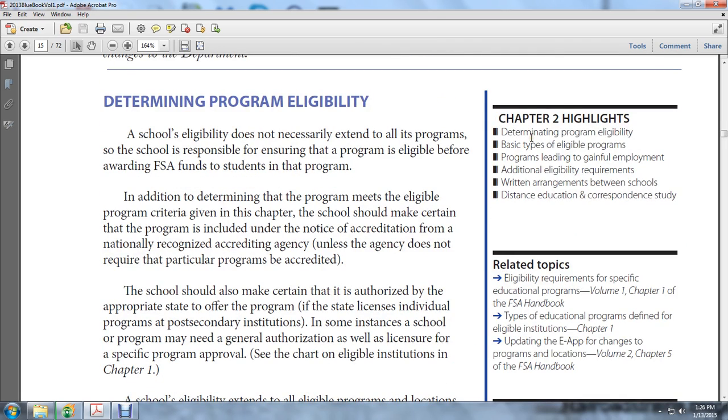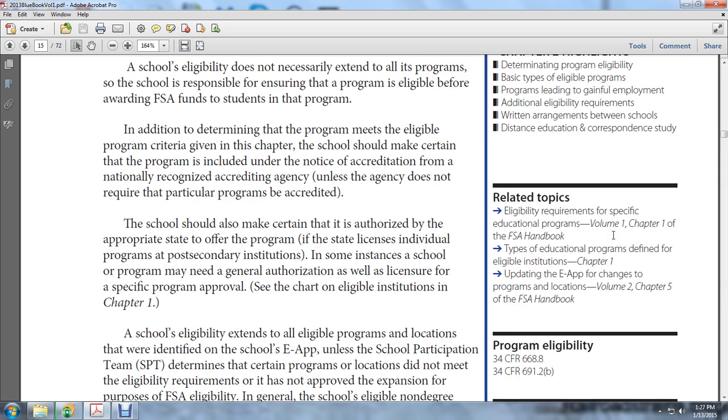Chapter 2 highlights determining program eligibility, basic types of eligible programs, programs leading to gainful employment, additional eligibility requirements, written arrangements between schools, distance education, and correspondence study. Related topics: eligibility requirements for the specific educational program, Volume 1, Chapter 1 of the Federal Student Aid Handbook. The additional programs are defined in the eligible institution, Chapter 1. Updating the e-app for a change of program location, Volume 2, Chapter 5 of the Federal Student Aid Handbook.